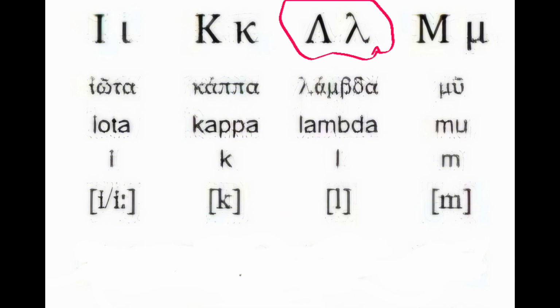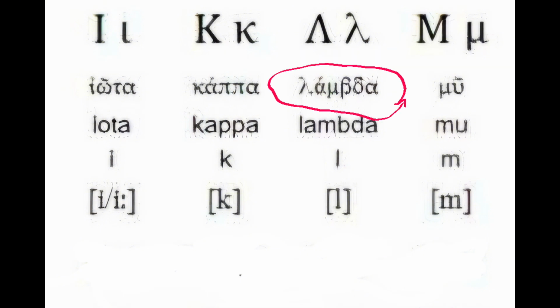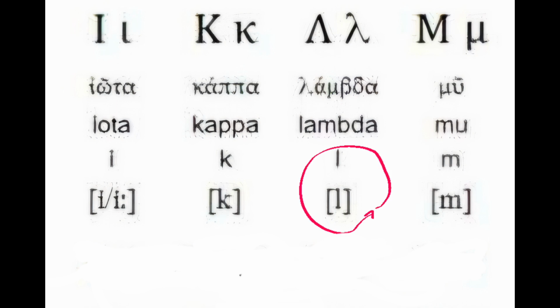The letter lambda in Greek has slightly different shape than in English. It's just one that we'll have to learn and remember. It's spelled in the Greek letters as lambda, alpha, mu, beta, delta, alpha. So if we sounded that out, it would be L, A, M, B, D, A, lambda. And of course, it does have the sound L.